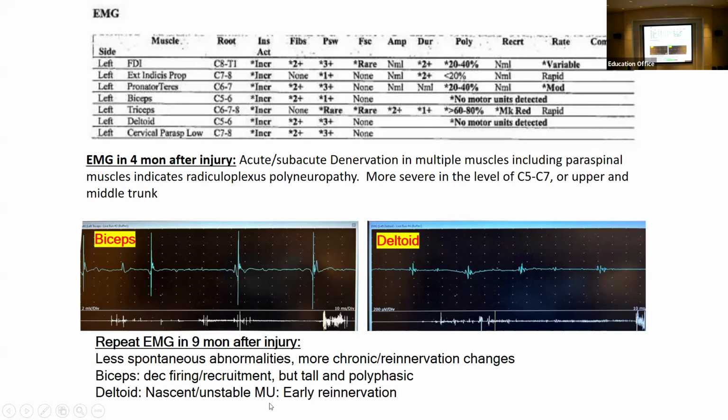The muscle has more re-innervation happening. And this is the deltoid, which shows you polyphasic potentials, but the amplitude is not as tall as the biceps. So this indicates the deltoid might be in an early re-innervation state.